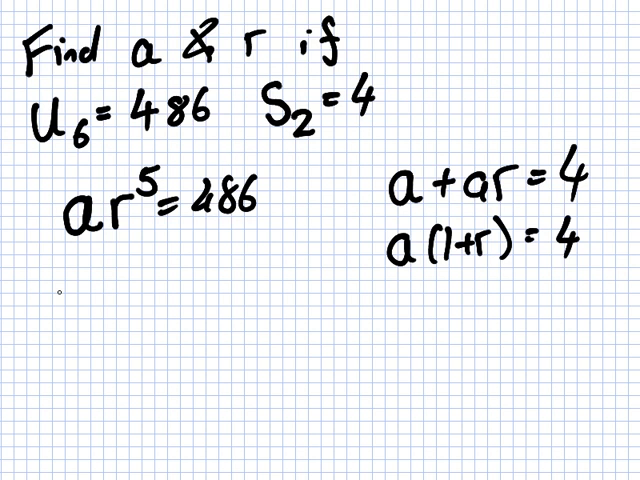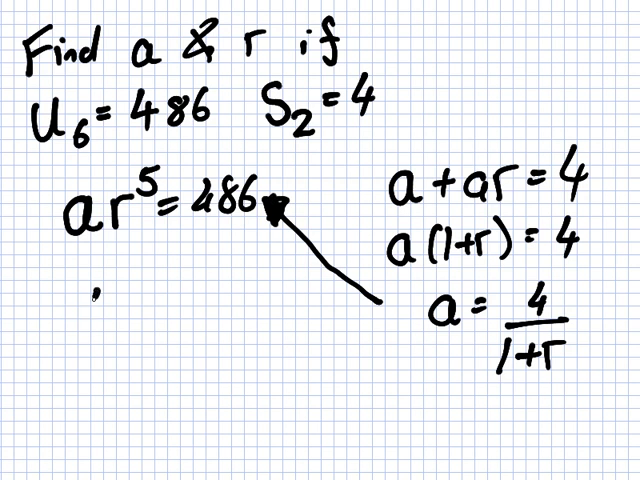Substitute or divide, both work. So here you could say, for example, a equals 4 over 1 plus r, and then you can put that back in here. So now you get 4r to the power 5 over 1 plus r equals 486.